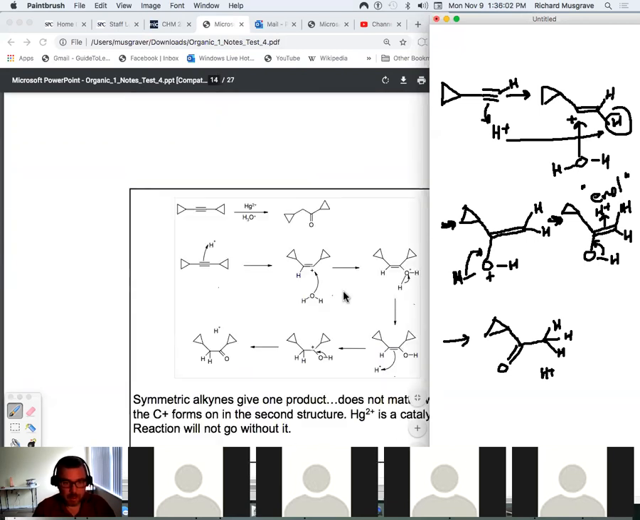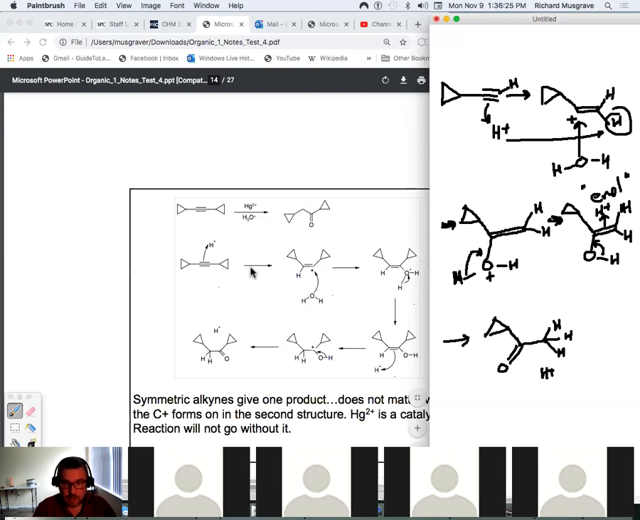Okay, so that's for terminal alkynes. This would be a symmetric alkyne. It's exactly the same mechanism. So you'll notice, sorry, go on, Julie. I have a question. Yeah. So it was an enol, and then all of a sudden it became a ketone. Yes. So it lost an H.